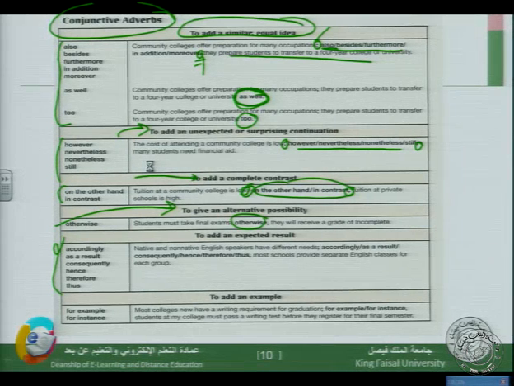Accordingly, as a result, consequently, hence, therefore, thus is used to add expected result. Native and non-native English speakers have different needs. Accordingly, most schools provide separate English classes for each group. As a result, ونتيجة لذلك سيحصل ذلك الشيء. For example, for instance, معروفة, to add example, most colleges have writing requirements for graduation. For example, or for instance, students at my college must pass a writing test before they register for their final semester.